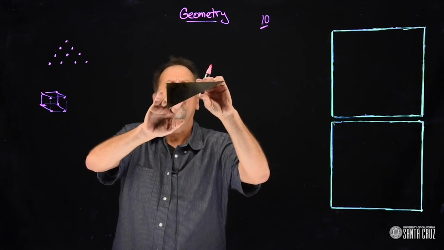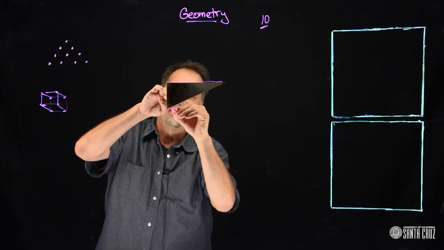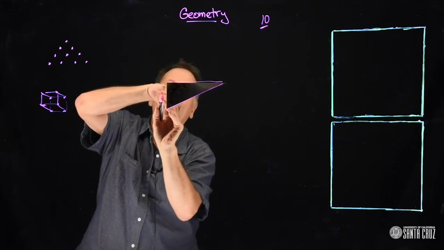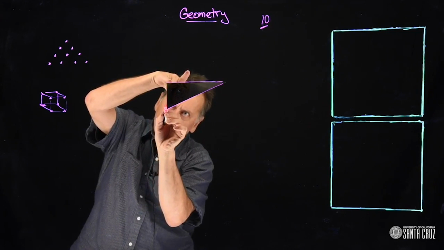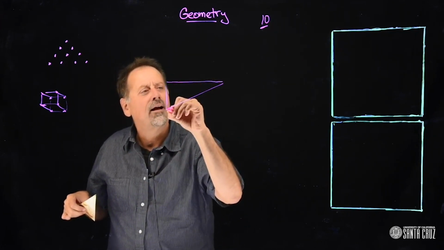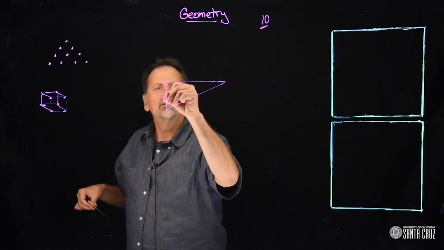Here's a right-angled triangle, like so. There. Let me close off my... There, I've closed off my little angles.